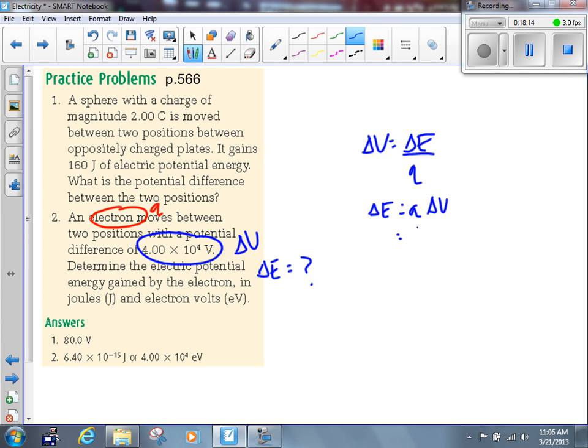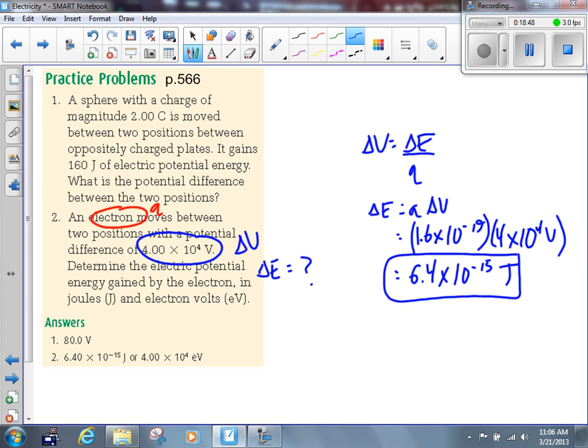Q is 1.6 times 10 to the minus 19. It's actually negative, but we're going to drop the sign of the charge as we always do when we're plugging it into an equation. We'll multiply that by the potential difference of 4 times 10 to the 4 volts. That's going to give me 6.4 times 10 to the negative 15. And what would the units for that be? We use standard units here, right? We used coulombs and we used volts. So the standard unit for energy is going to be joules. So our answer would be 6.4 times 10 to the negative 15 joules.